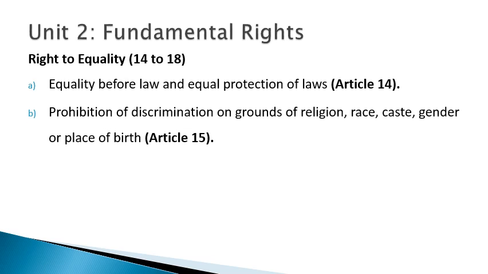The prohibition of discrimination on grounds of religion, race, caste, gender, or place of birth is Article 15. Article 15 provides that the state shall not discriminate against any citizen on grounds only of religion, race, caste, gender, or place of birth. The two crucial words in this provision are discrimination and only.